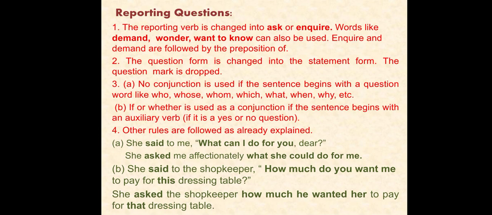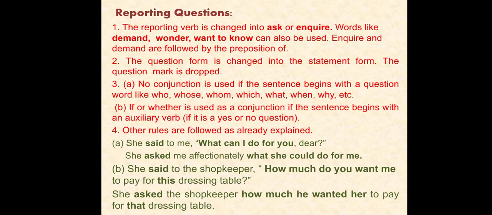Now third, no conjunction is used if the statement begins with a question word like who, whose, whom, which, what, when, why, etc. It means we are not going to use any conjunction before a WH question word. But if or whether is used as a conjunction if the sentence begins with an auxiliary verb, if it is a yes or no question. Other rules are followed as already explained.